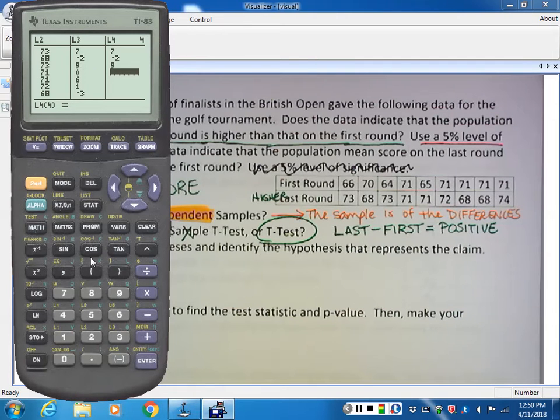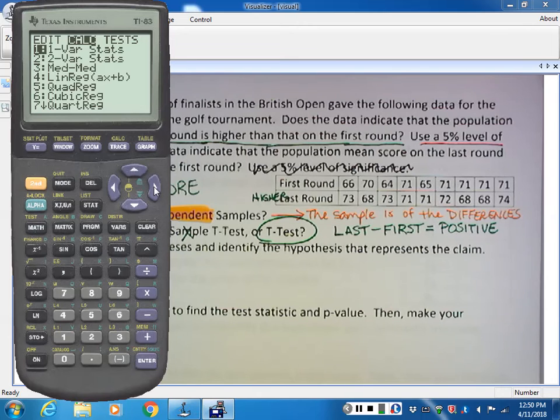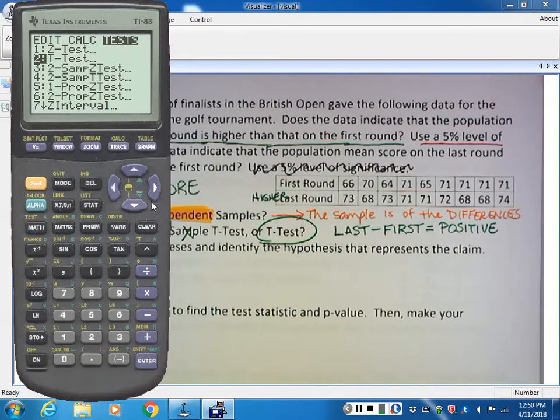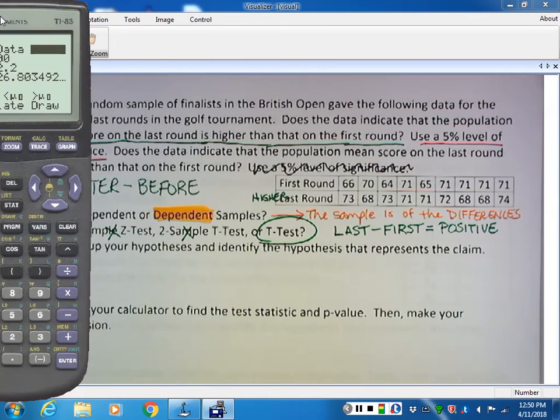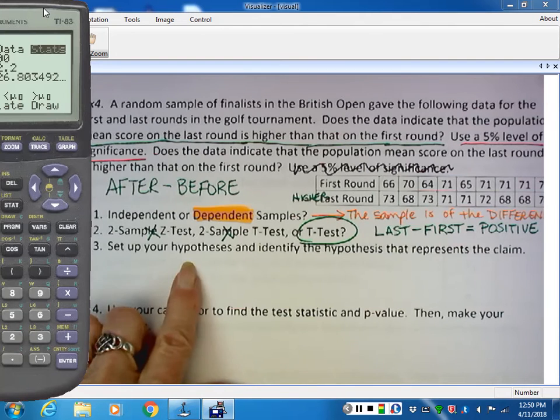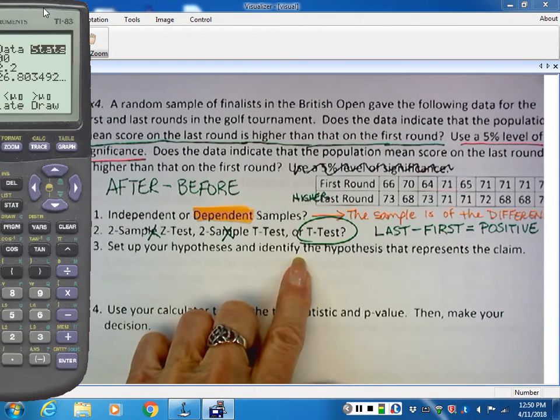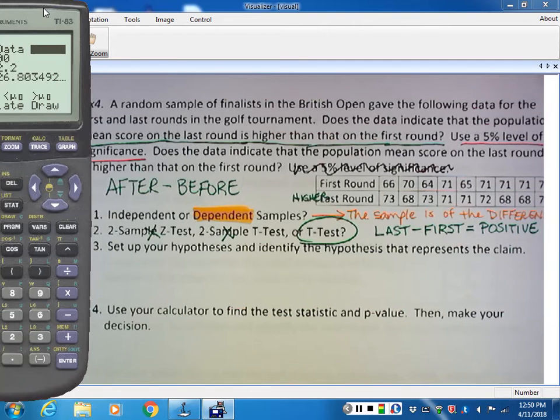So I put my differences in list 3. We need to remember that. So we're going to go down and choose the t-test because we're only interested in that single set of differences. Now before we go any further, set up your hypotheses and identify the one that represents the claim. Okay, we need to go back and look at the claim.